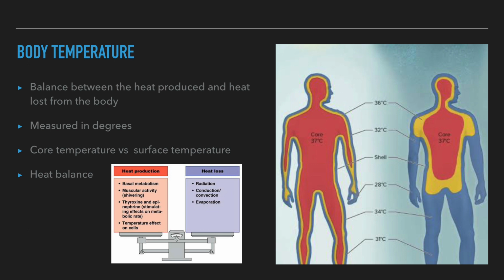Despite these fluctuations, the temperature inside the body, the core temperature, remains relatively constant, unless the client develops a febrile illness. The body's cells, tissues, and organs require this constant internal temperature and function optimally within a relatively narrow temperature range.